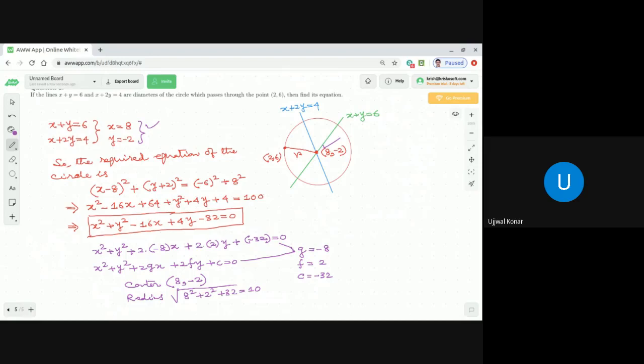Square root of g square plus f square minus c. The center we don't need to find because that is not required as long as our verification of our result is concerned. Anyway, if you verify, that should be equal to 6 square plus 8 square. That is not that important, but finding the center actually gives you the confidence that you did the question right.